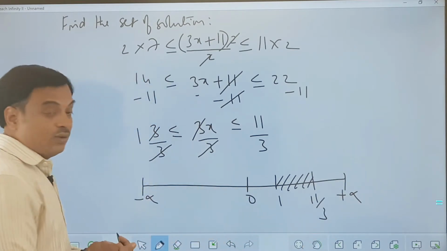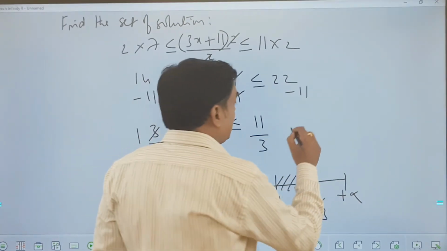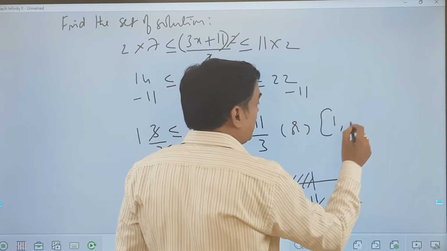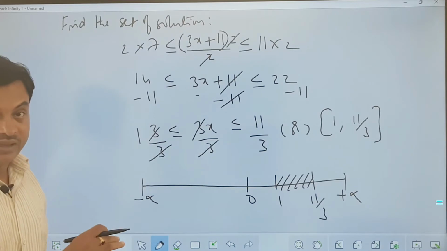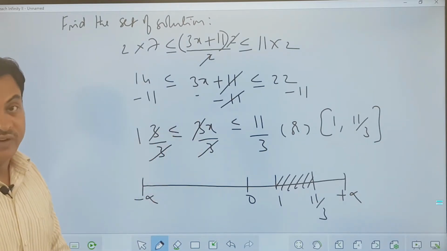So my answer to this is the graph, or the same thing I can also write as including 1 and 11 by 3. Including 1 and 11 by 3 is the value. So I can take a closed interval for both sides.